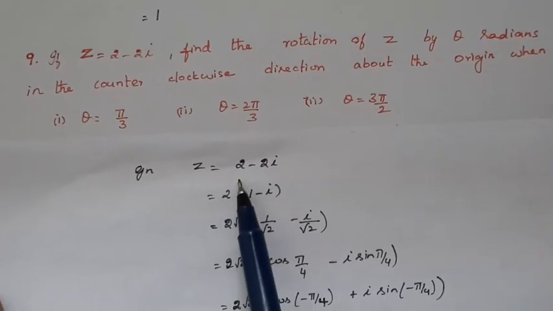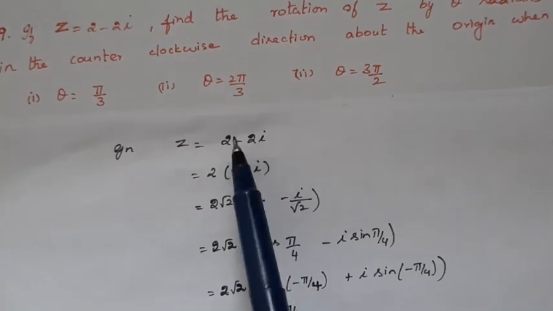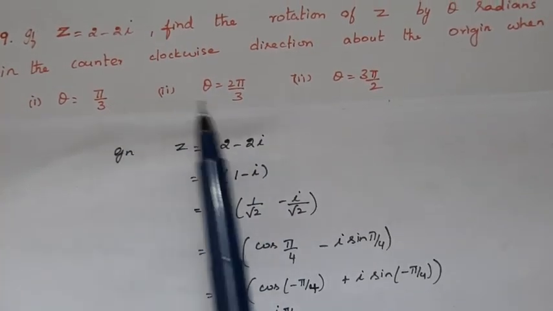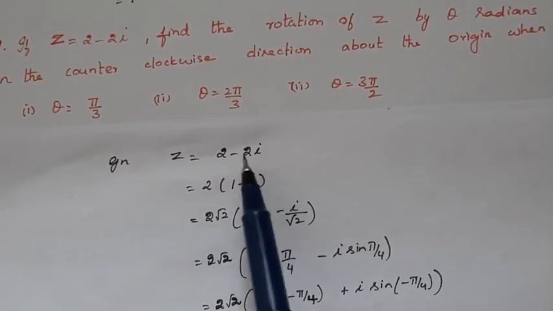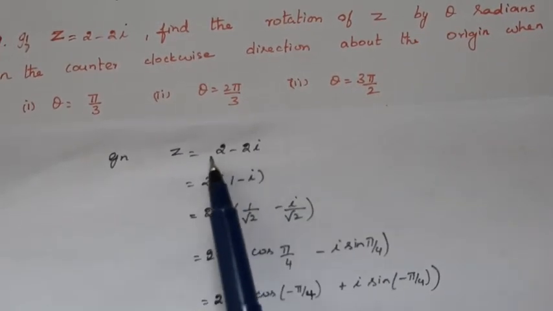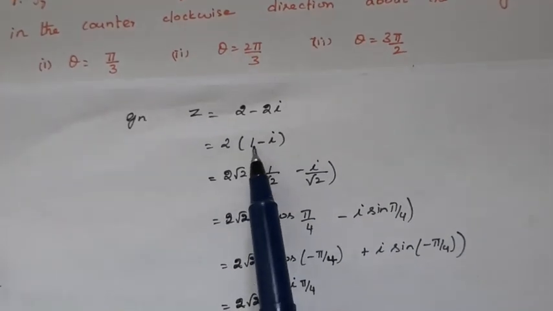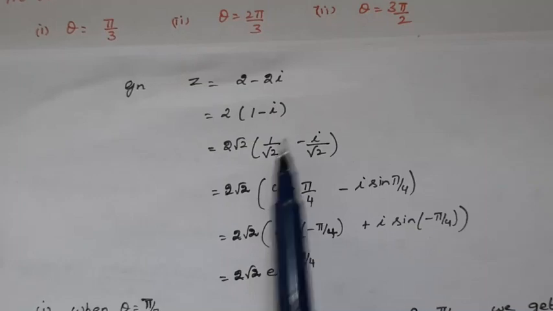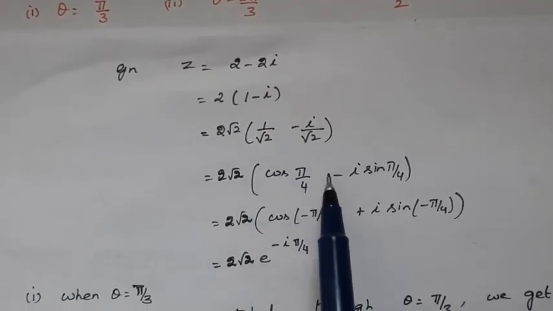See, given z as 2 minus 2i. If it is in the polar form, then it is easy to rotate it through an angle. Pi by 3 means we can multiply z into e power i pi by 3. So when z is in the polar form, it is easy to multiply. So let us convert z to the polar form. Taking 2 outside, it will be 1 minus i. By a shortcut method, I have multiplied and divided by root 2. So 2 root 2 into 1 by root 2 minus i by root 2.